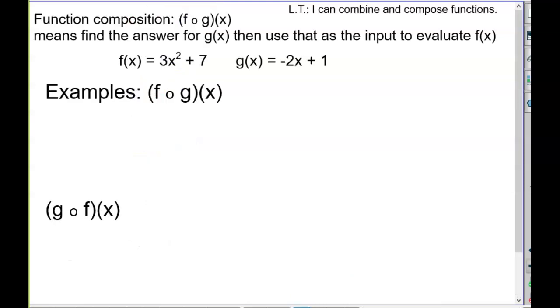So let's look at what I want you guys to write down now. This is called function composition. If you guys would title it function composition, it can be f of g or it can be g of f. It can be written in multiple different ways. And that means we're going to find the answer for g and then use that as the input to evaluate f of x.